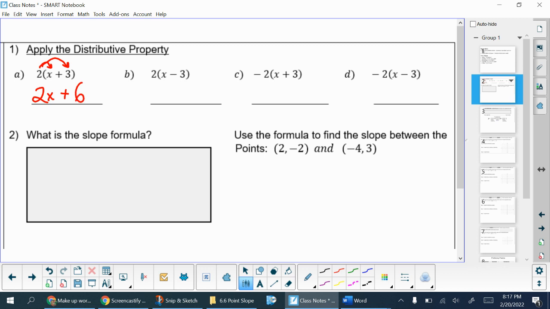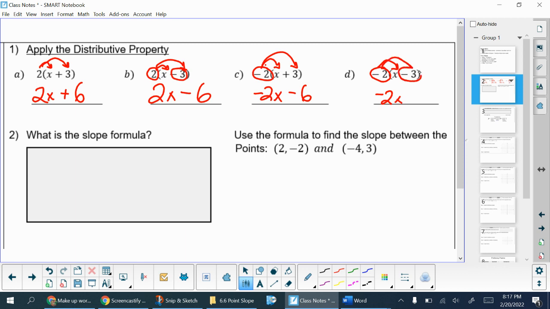And then the only things you really have to be concerned about after that are positive and negative signs. Here I'm taking the 2 times x, so that's still 2x, but this time I'm taking 2 times negative 3, and so that's going to be negative 6. When we've got the negative out in front, I'm taking negative 2 times both of those things. So negative 2 times x is negative 2x. Negative 2 times 3 is negative 6. And then be really careful when we have more negatives here. Negative 2 times x is still negative 2x. But now we're taking negative 2 times negative 3, and that actually gives us plus 6. So you'll see where that shows up pretty soon here.